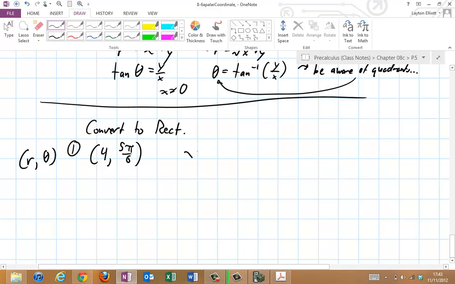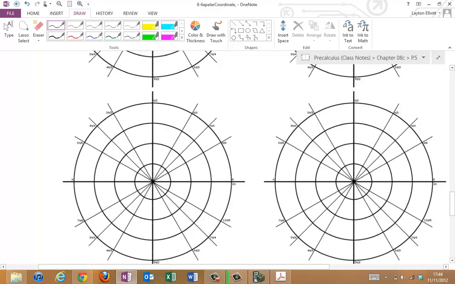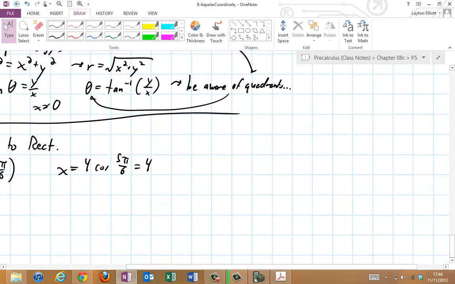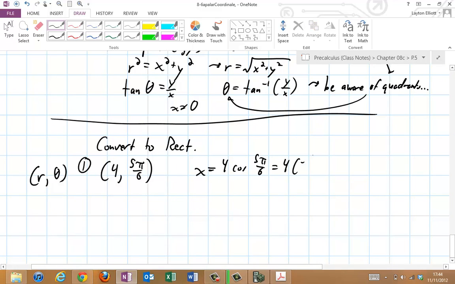Well, converting to rectangular, we know x is equal to 4 cosine of 5 pi over 6, which is equal to 4 times... Now, you can use your graph up here to help you out. 5 pi over 6, drop a little line there. That looks like 30 degrees, and it has a ratio of 1 to 2 to radical 3. Cosine is x over r, so that's negative root 3 over 2. Let's pop back down here. 4 times negative root 3 over 2, and that simplifies to negative 2 root 3.